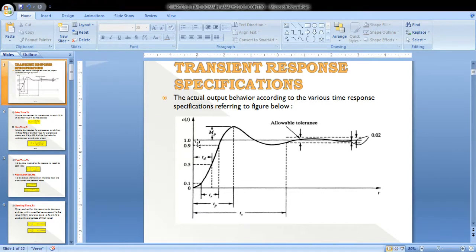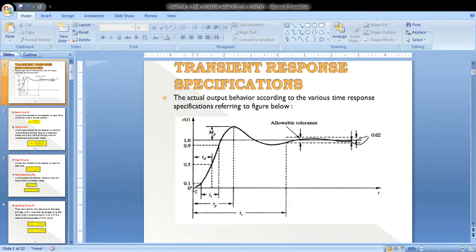If you look at the diagram, on the y-axis we have C of t, the transient response, and on the x-axis we have time. Since the input is a step, you get a straight line at 1. This is considered our desired output. In order to get this desired output, we start giving input at 0 seconds.